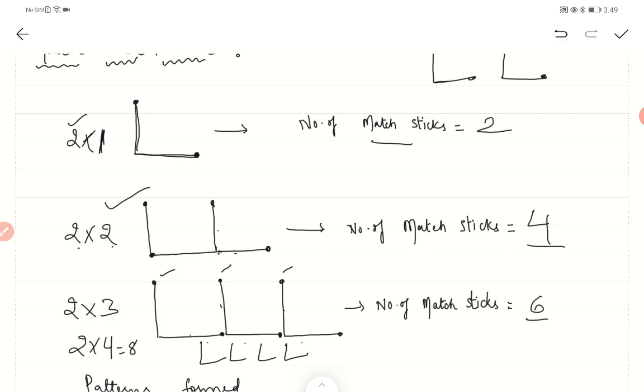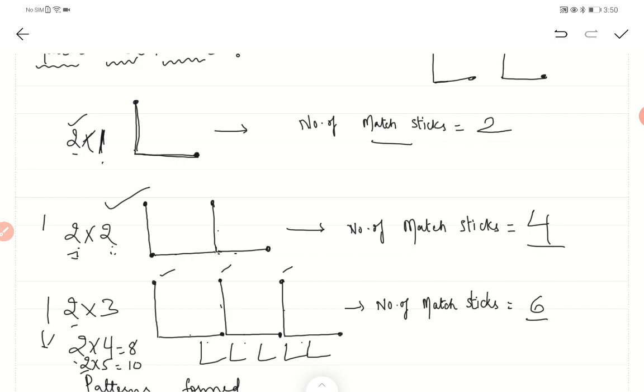If I want to make 5 L patterns side by side, I will need 2 into 5, that is 10 matchsticks. Isn't it? Did you observe this pattern? For 1L, since I need 2, the number of L's to be formed will be increasing. 2 will be constant, right? Because the number of matchsticks for 1L is 2.